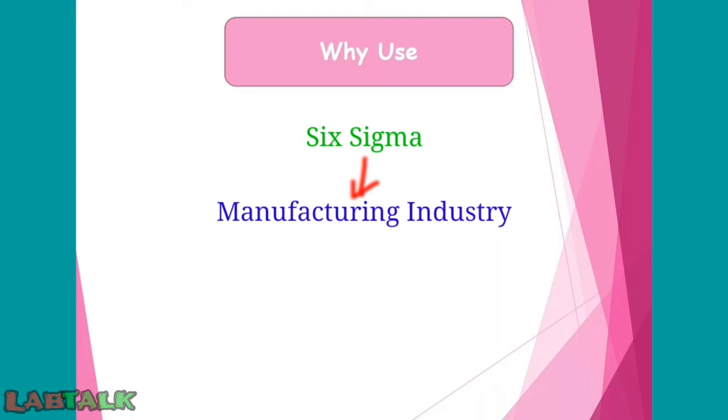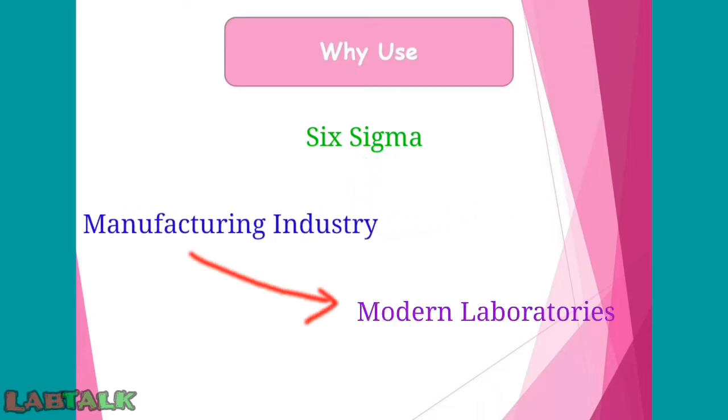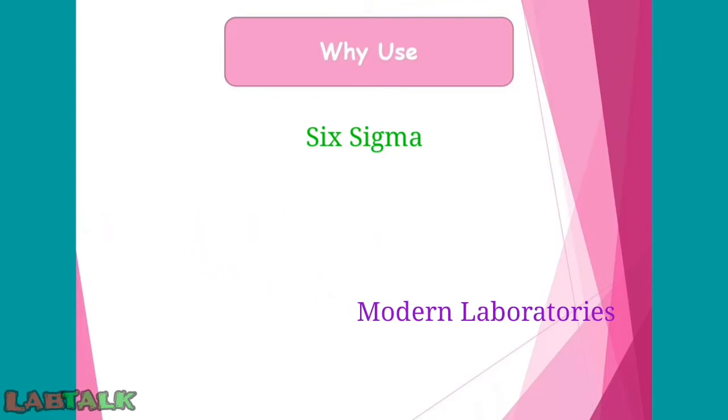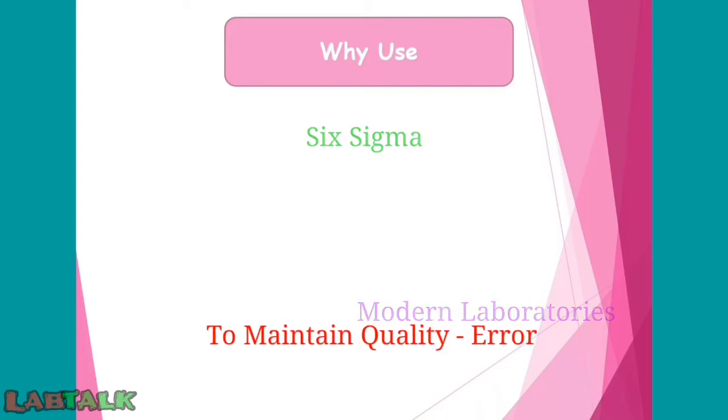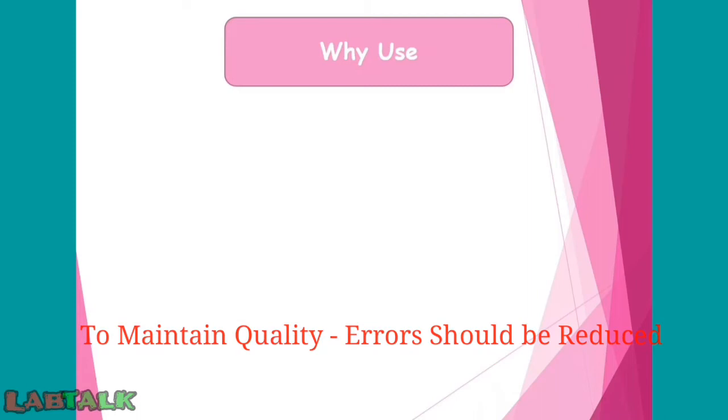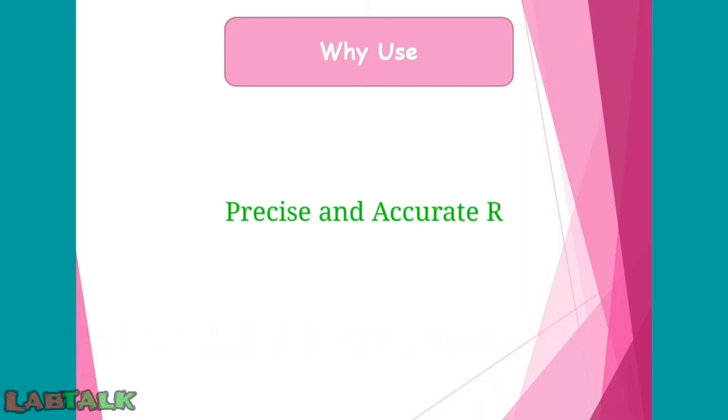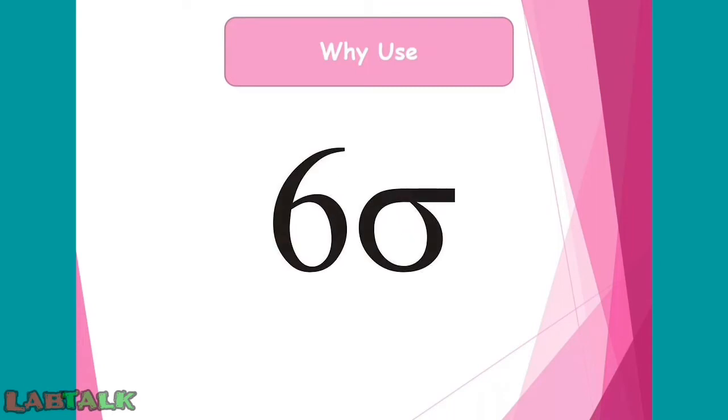So as we have seen, the Six Sigma concept is basically taken from manufacturing industries. Modern laboratories are also comparable to the manufacturing units where thousands and thousands of results are generated per day. So basically medical laboratories are also manufacturing thousands and thousands of reports per day. To maintain quality, the errors or defects should be reduced. Reducing the errors or defects means making the reports more precise and accurate. This can be done by implementing Six Sigma strategy in medical laboratory.